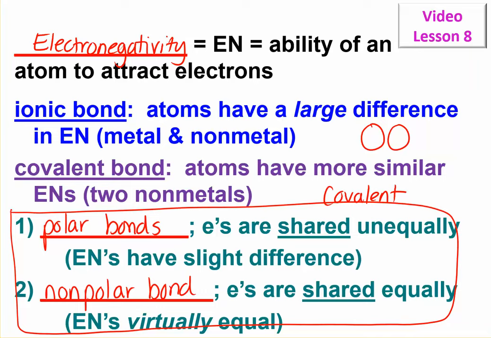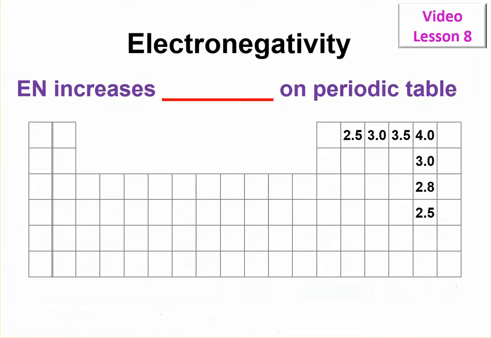Let's look at electronegativities for a second. On the periodic table, as you move up or to the right, electronegativity increases. And there are actually numbers that are assigned to different elements. Fluorine is here. We don't normally assign electronegativities to the noble gases because they don't form a whole lot of bonds. But anyway, fluorine is the most electronegative element.